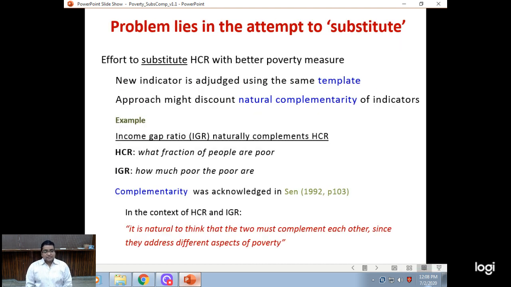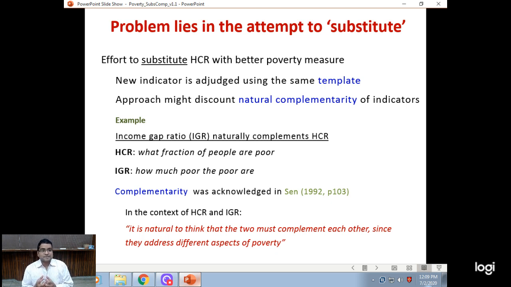Now, what I am trying to posit here is that part of the problem lies with the approach we follow in case of poverty measures. In fact, this approach we follow in all measures. As I said in the beginning of the presentation, there are two steps. Step 1 outlines the desirable properties, and step 2 sees, between two competing measures, which one is satisfying the properties in a better way.